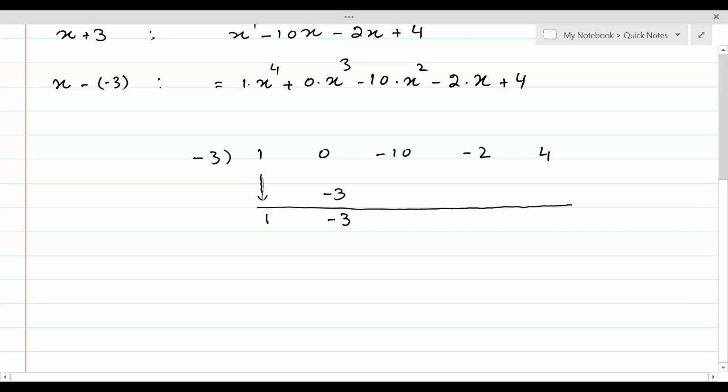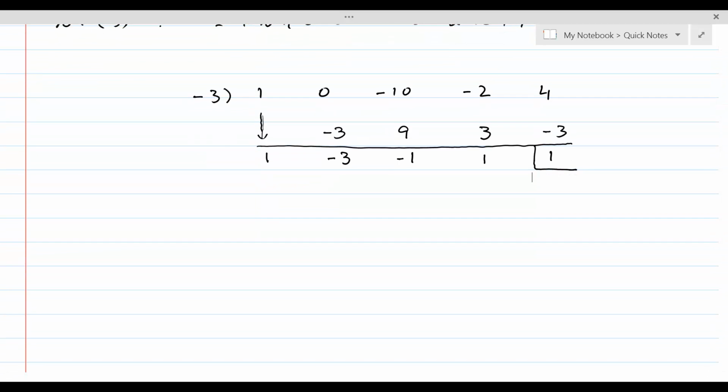We repeat the same thing. Negative 3 times negative 3 would be 9, and minus 10 plus 9 would result in minus 1. Again, every answer has to be multiplied back to the same minus 3. Negative 3 times minus 1 is equal to plus 3. Here we have plus 3, and negative 2 plus 3 is equal to 1. Negative 3 times 1 is negative 3, and the answer is 1. This last number what we have is in fact the remainder.